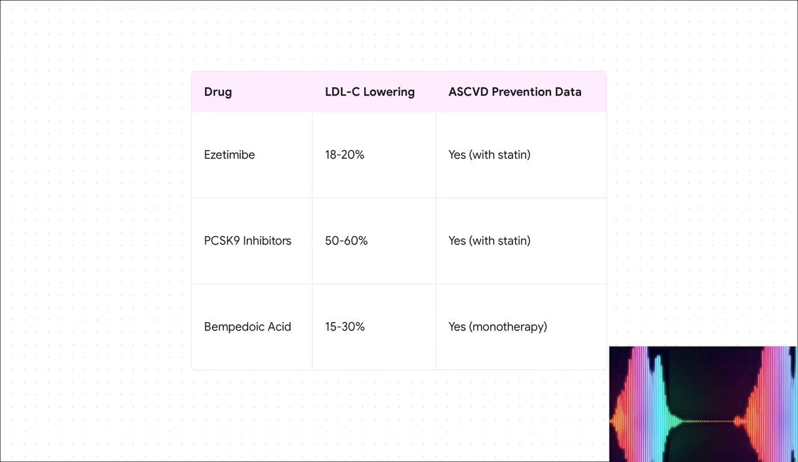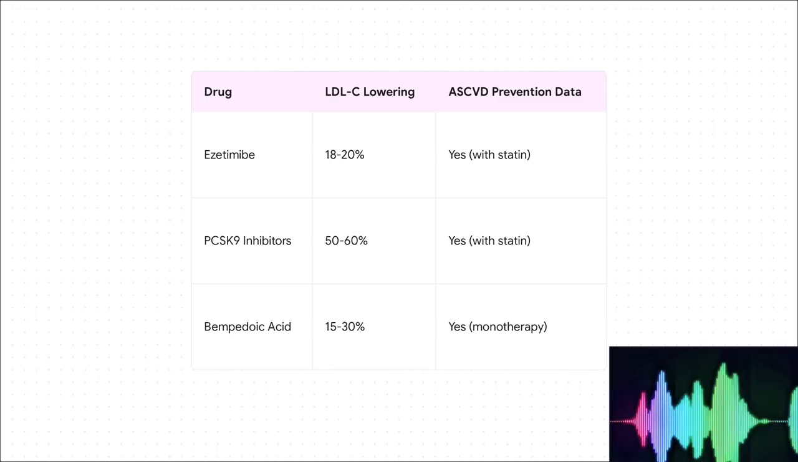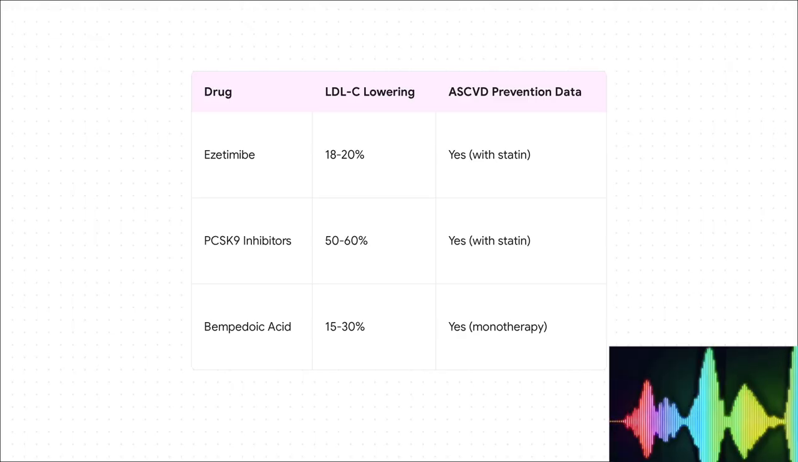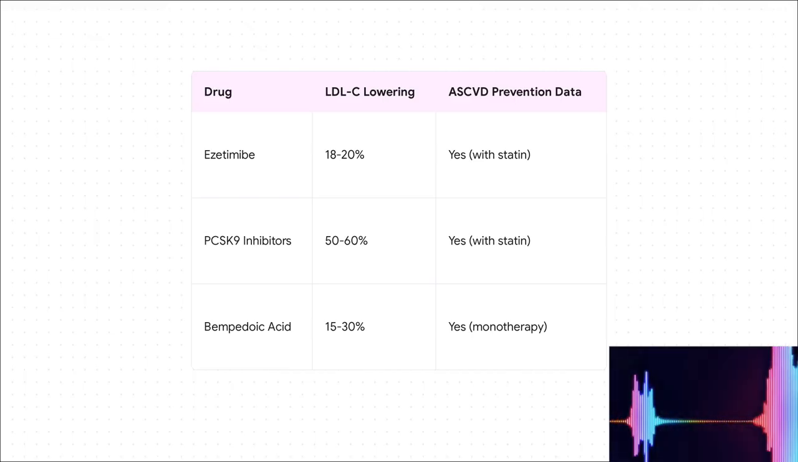Ezetimibe is a fantastic first choice. Gives you about an 18–20% drop in LDL. The injectable PCSK9 inhibitors, they're the heavy hitters, cutting LDL by a massive 50 to 60%. And then you've got bempedoic acid, which is super relevant to this specific conversation.